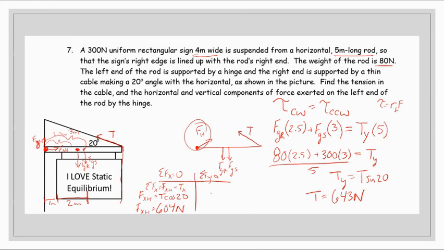Now, when I look at my sum of my forces in my y, what are those going to be equal to? Well, I have my force of my hinge in my y plus my tension in my y. So I have tension in my y as tension sine 20 minus my 80 minus my 300. So I end up getting my force in my hinge in my y direction is 160 newtons.